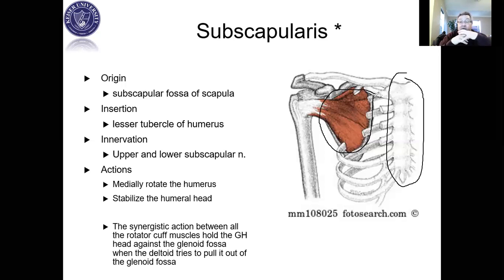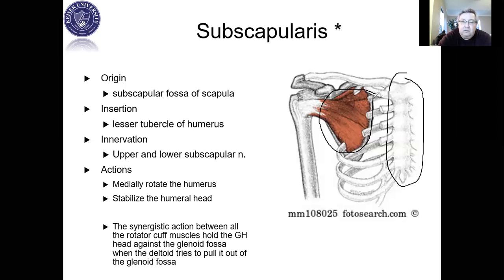and keep the deltoid from pulling the head of the humerus out of the fossa. All right, and causing a distraction and causing the bone to just hang. So these four muscles are imperative that you know.